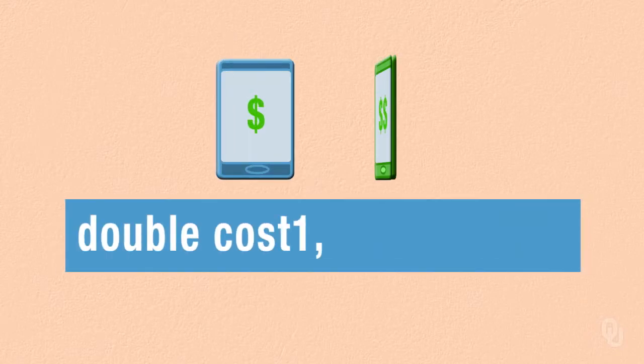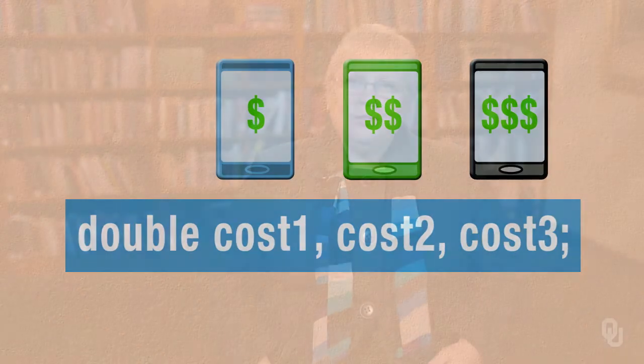You may have noticed that many of the programs we've created so far have multiple copies of similar variables. If we're going to compare 3 cell phone rate plans, we might have double cost1, cost2, cost3. This organization is so common that Java has a mechanism to group this kind of data together, called an array.